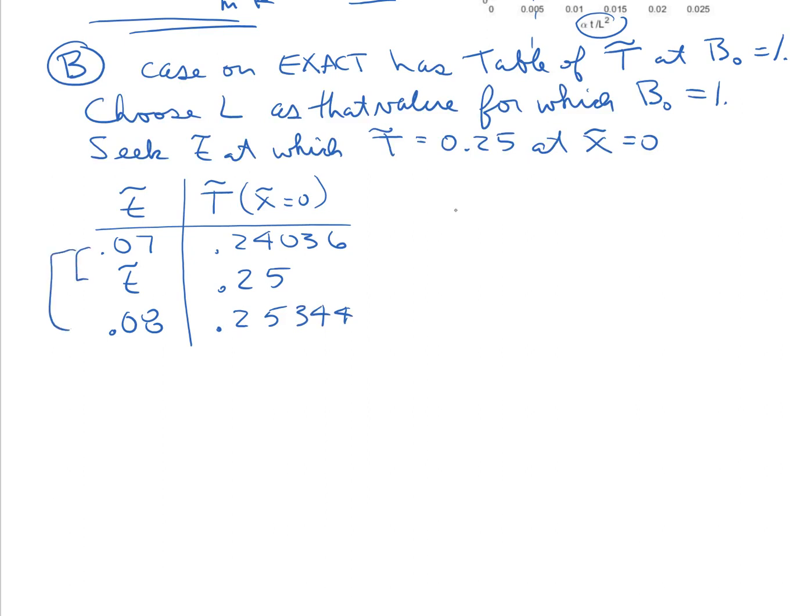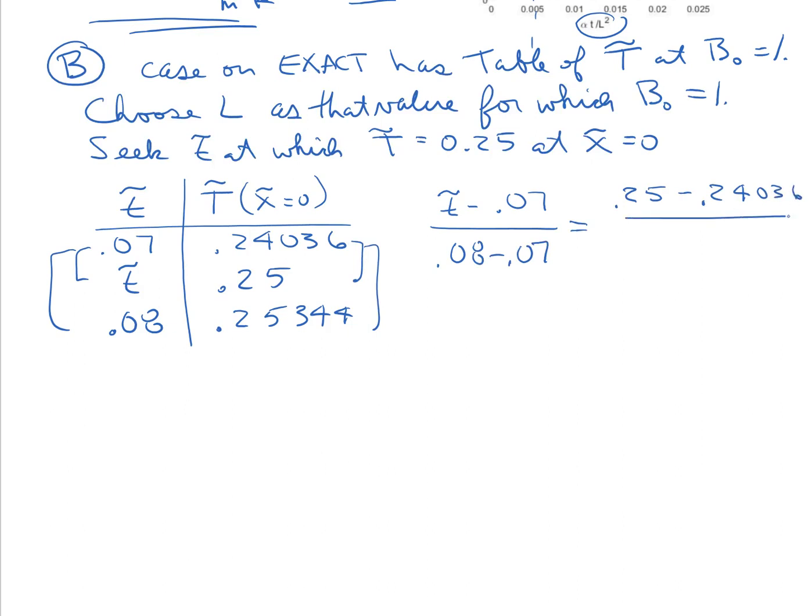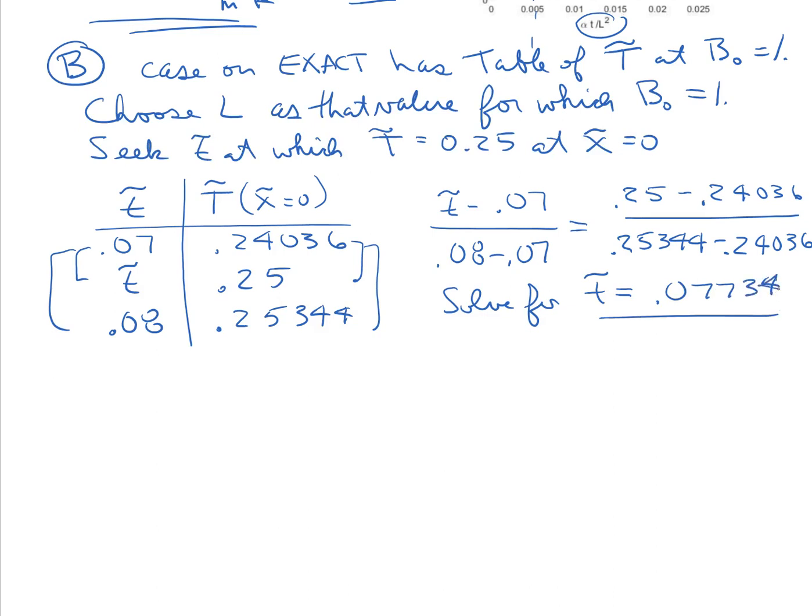So on the time side, I'm going to have the time I'm looking for minus 0.07 divided by this larger length, 0.08 minus 0.07. And I'm going to compare that to the ratio of these lengths. My first one is 0.25, this is the temperature side, minus 0.24036 divided by this longer length, 0.25344 minus 0.24036. I'm going to solve for t. It works out to be 0.07734. I encourage you to double check my interpolation.